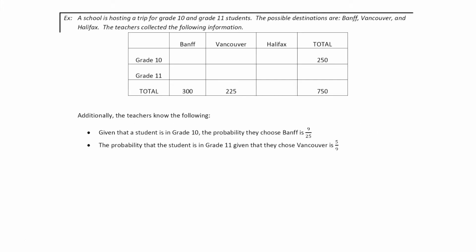Filling in a contingency table. We now have enough information to fill in an incomplete contingency table if we're given some additional information and use that to determine probabilities. Here's an example.